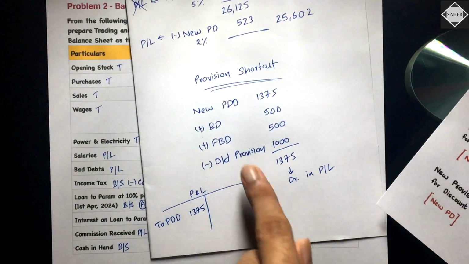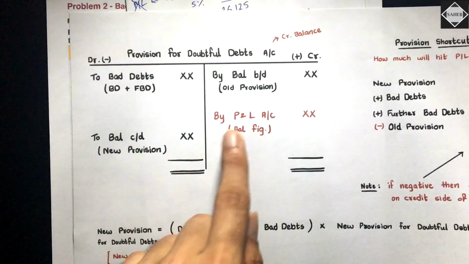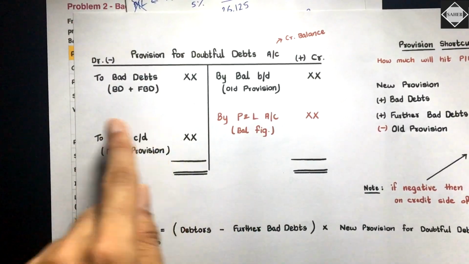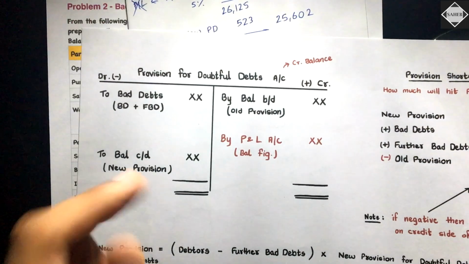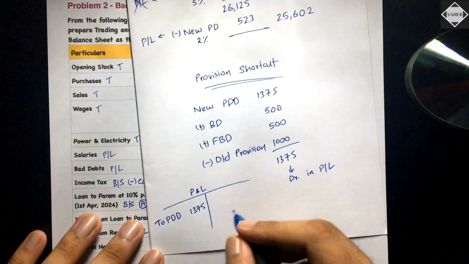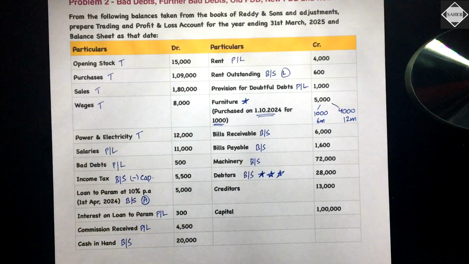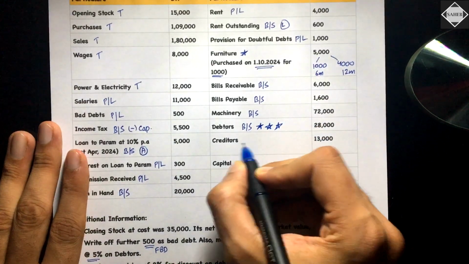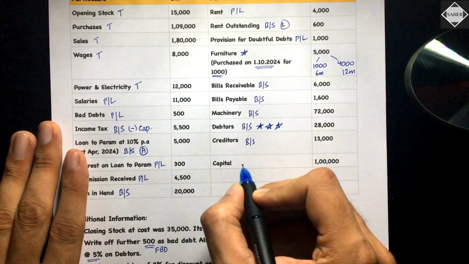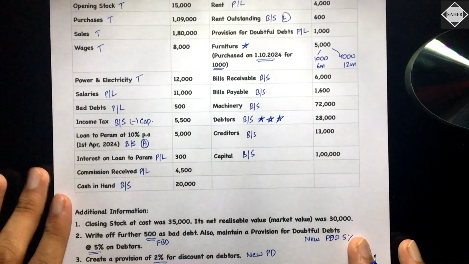If we would have got minus 1375, then what would have happened? Then see, in ledger account, here it would have come to P&L. In P&L, it would have come by PDD. Is that clear? By PDD, like that. Okay, you understood this? Fine. So you are done with the debtors adjustment completely. Easily you can do while doing the solution. All right. So debtors over, creditors, balance sheet, liability, capital, balance sheet. Simple. You understood, right? Yes.